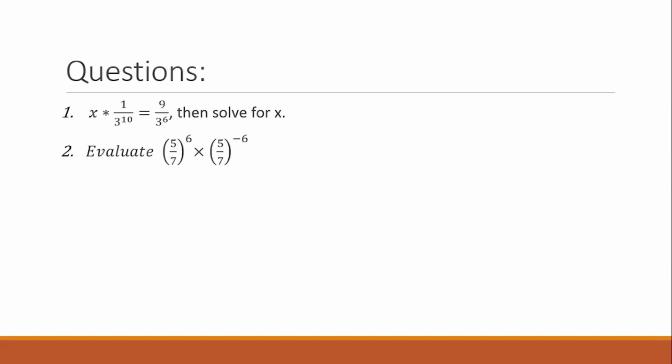Question number one, which is given as this equation, and then solve for x. So basically, what we have to do is find the value for x. We can write the equation as x divided by 3 to the power 10 equals 9 divided by 3 to the power 6. So this is the equation. What the question is asking is to find the value for x. So we have to isolate x on one side and find the value.